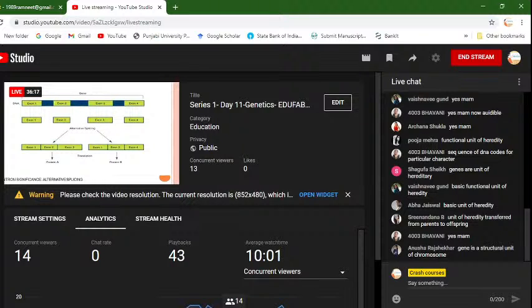So this is your homework also. You have to draw the prokaryotic gene structure as well as the eukaryotic gene structure.